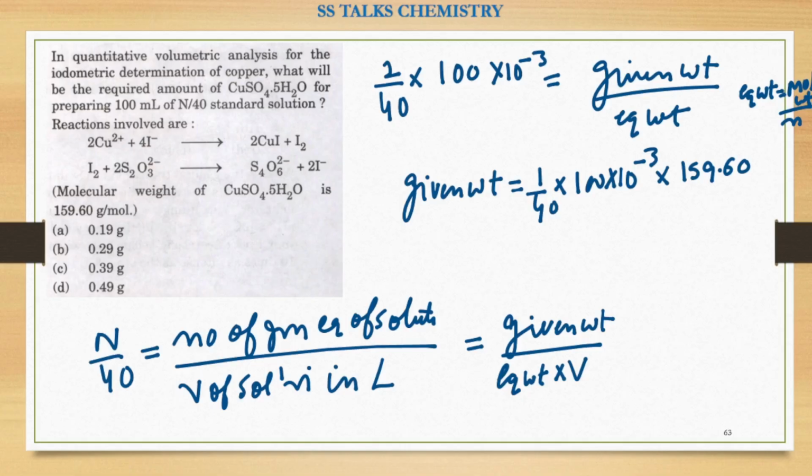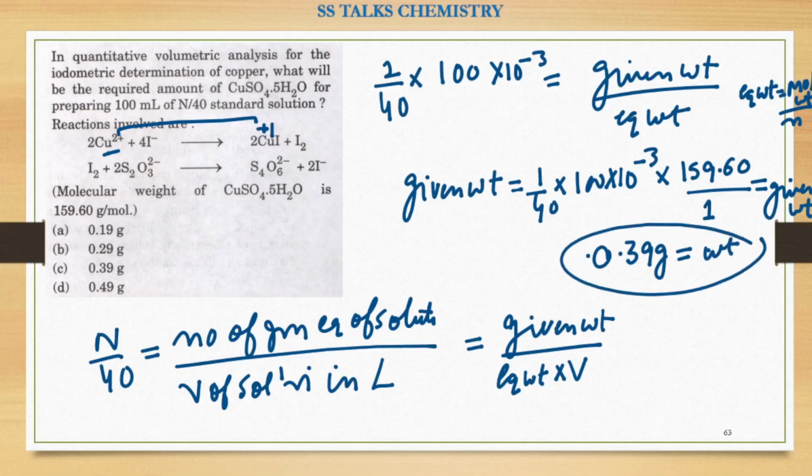Now to look at the n factor, you see copper 2 positive is going to be copper in the plus 1 oxidation state. So that means from plus 2 it is going to be plus 1. So the n factor is going to be equal to 1 only. So solving this will give you the given weight. Okay, so solving this, the value you will get is 0.39 grams. That is going to be the amount of the solute which is required to prepare this N by 40 standard solution. So this is the weight that we require. So the answer becomes option C in this case.